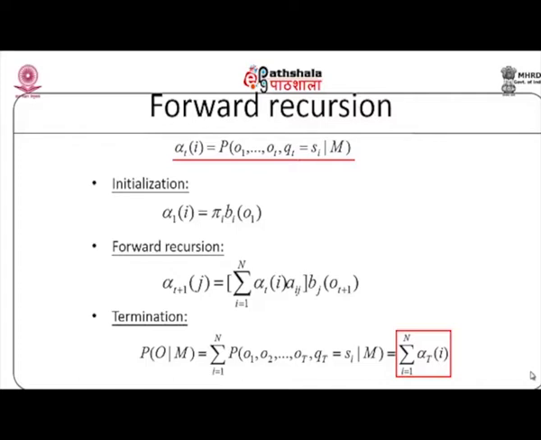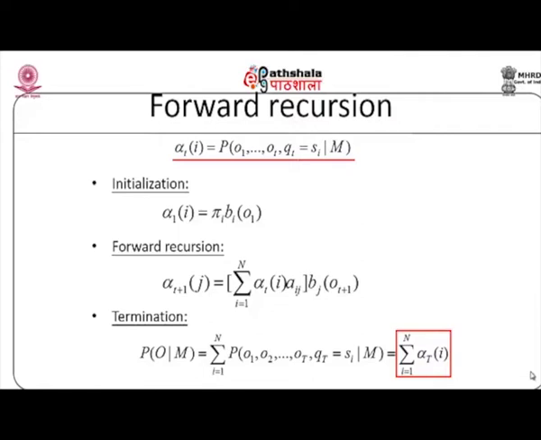Initialization is alpha 1 of I, the probability of seeing the first observation at time 1 in state I. That is nothing but the initial probability of the state I and the probability of emitting the observation O1 at state I. That can be given without calculating anything else; the model gives you that, pi and b. Nothing else is needed.